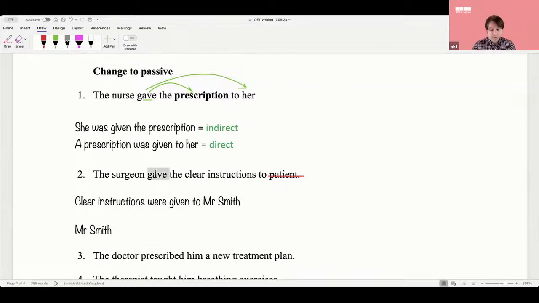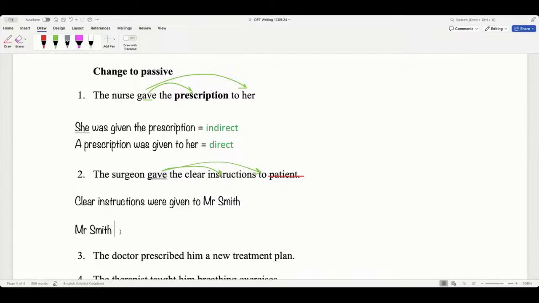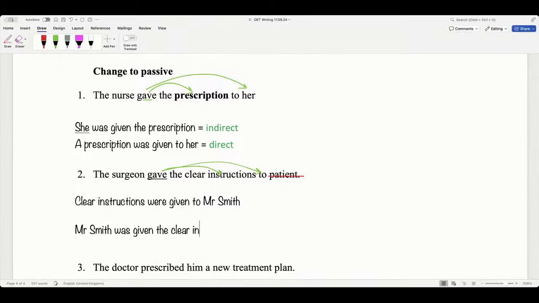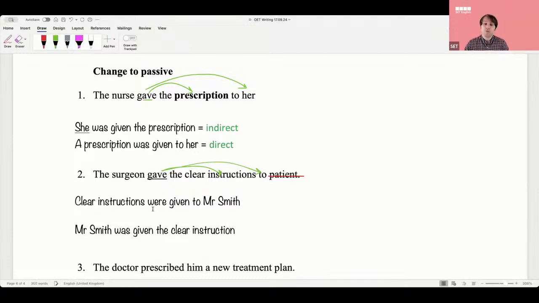Mustafa, give. Yes. Is "give" okay for instructions? Is "give" okay for patient? Give, patient, give. I think so, right? Yeah. So we can say Mr. Smith was given the clear instructions. Exactly, right? Mustafa, you don't move the second object, same place, okay? All right, does everyone understand what we're doing here?